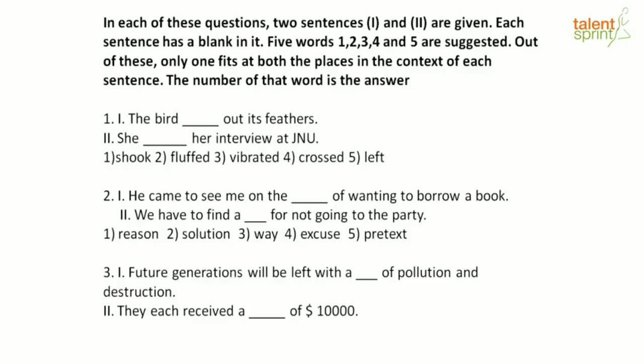It says in each of these questions, 2 sentences, 1 and 2, which are the 2 scenarios. Each sentence has a blank in it. 5 words, 1, 2, 3, 4 and 5 are suggested. Out of these, only one fits at both the places in the context of each sentence. The number of that word is the answer.